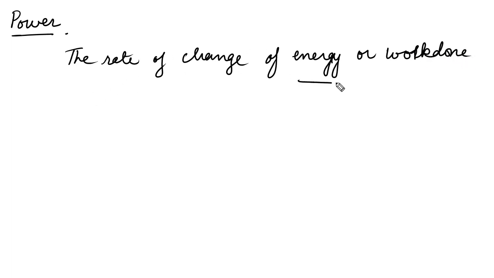Now energy and work done are the same thing. They are considered as energy. They have the same unit, that is joule. And in energy, it could be any form of energy. It could be kinetic energy, potential energy, elastic potential energy, thermal energy, or any sort of energy. So the rate of change of energy or work done is called power. The formula for power is equal to energy over time.